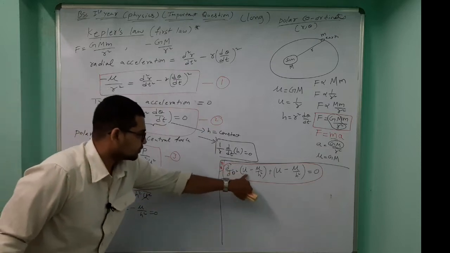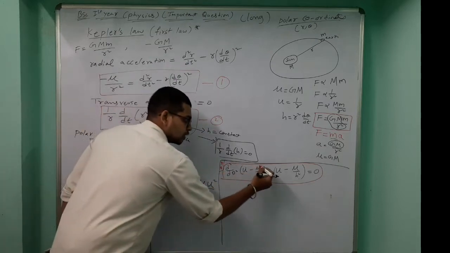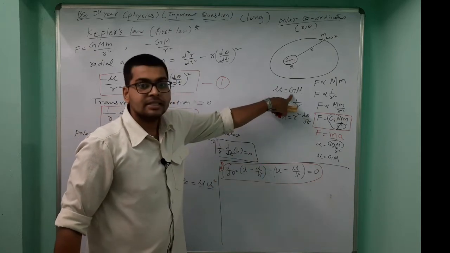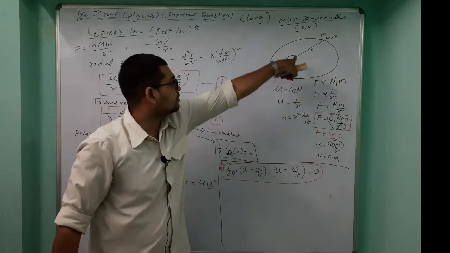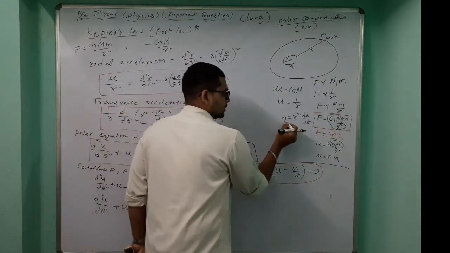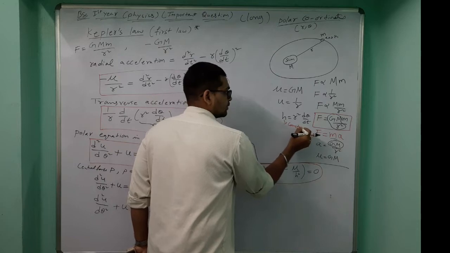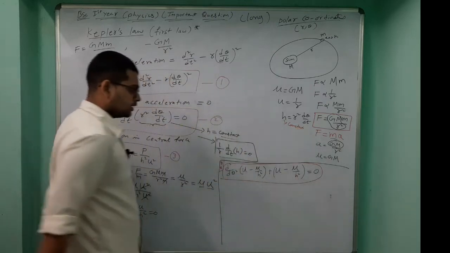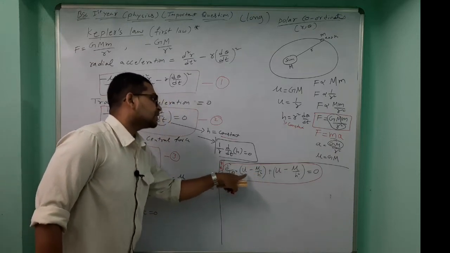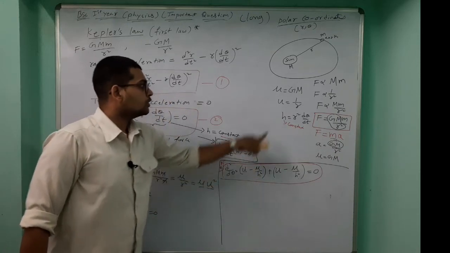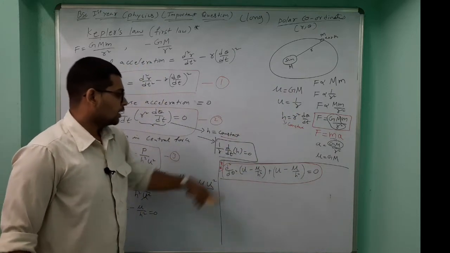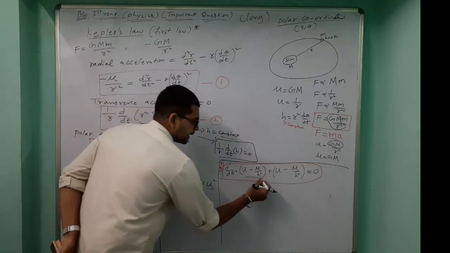Now if you are differentiating this one, here this is constant. What is mu? Capital G is constant, m is constant, mass is constant. Now h, we already said that this is constant. I have written here also that this is constant. So the derivative will happen with respect to u only. Why u? u is nothing but 1 by r. r is changing. Now I consider this one as x.